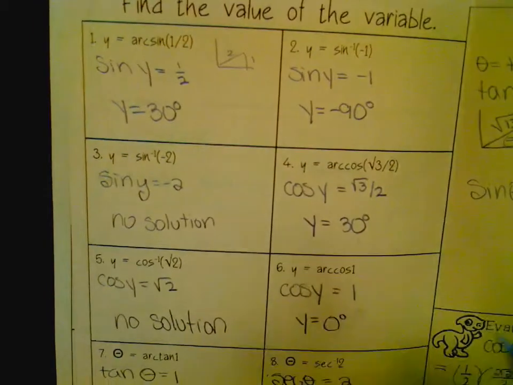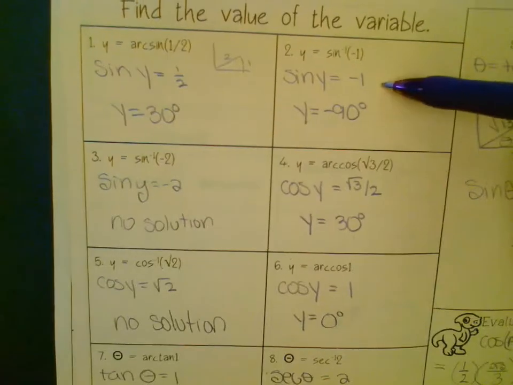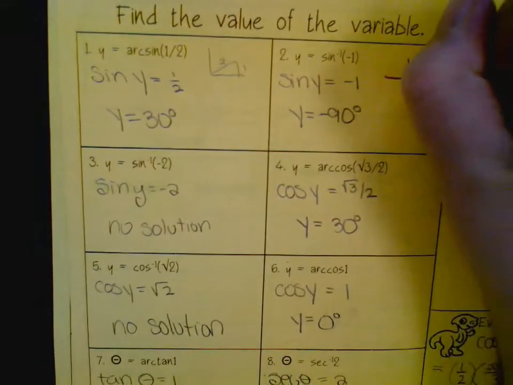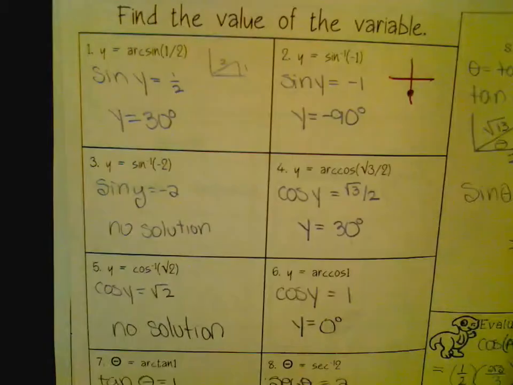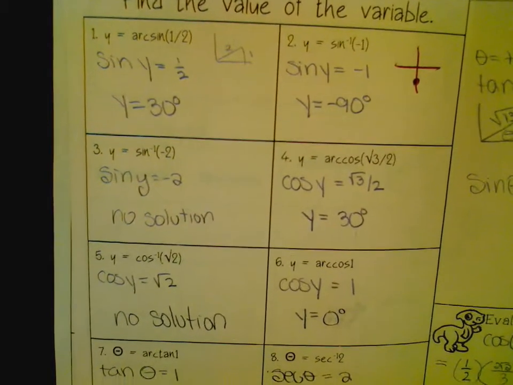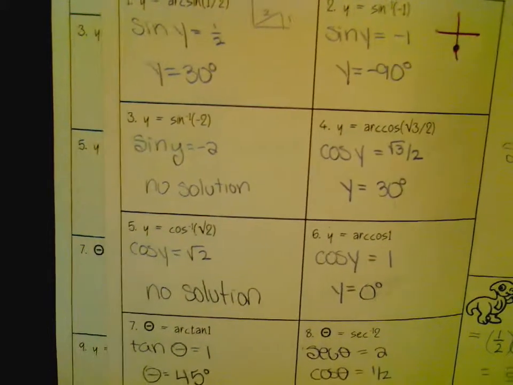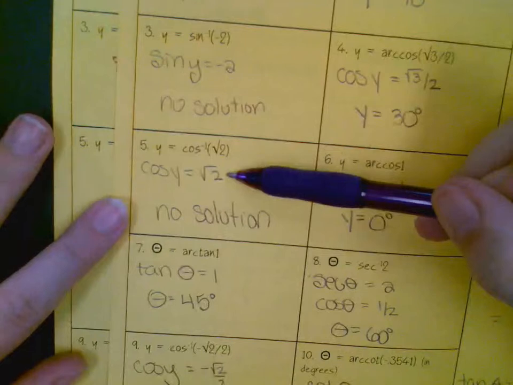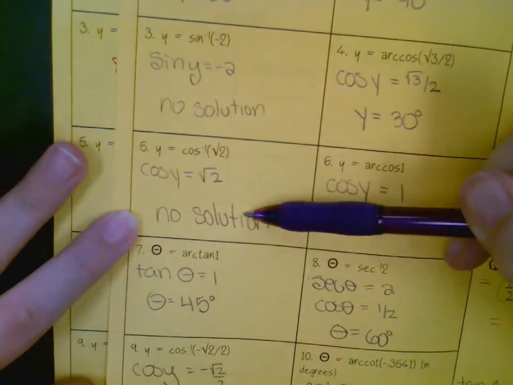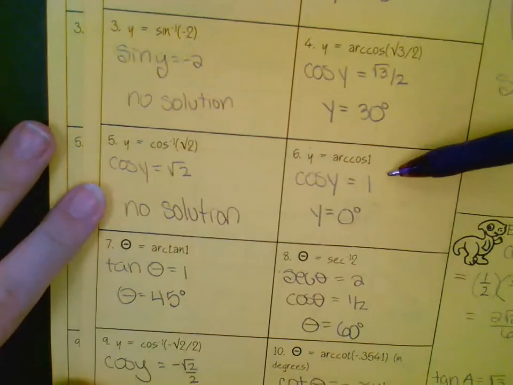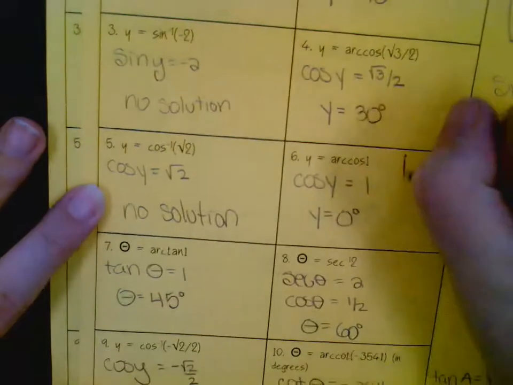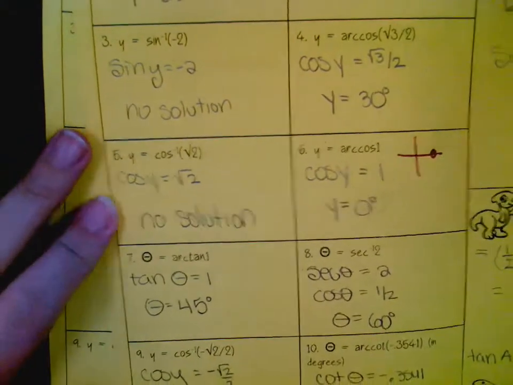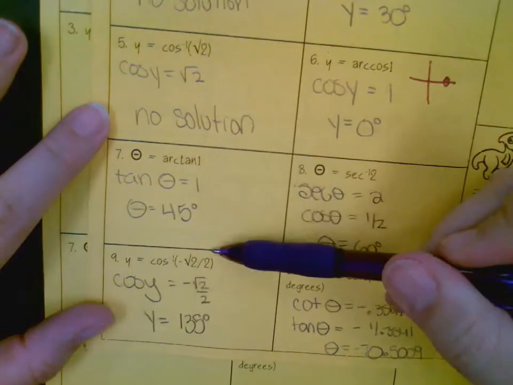Okay, so for number 2, if we move sine over, we get that it equals -1, and so that's only true on the negative y-axis. So we got -90 there. Which other ones? Number 5, when does cosine equal √2? Well, that's bigger than 1, so there's no solution for that one either. Cosine equals 1 at 0 degrees. That would be on the x-axis. Tangent equals 145 degrees.